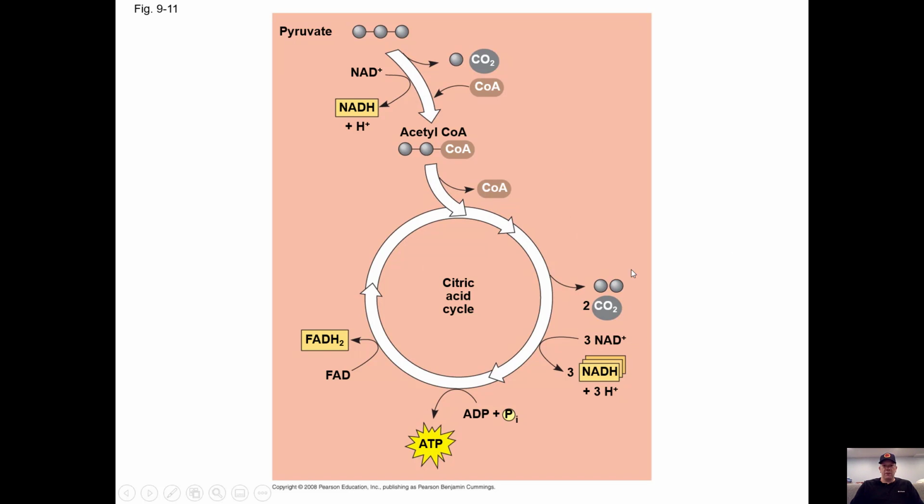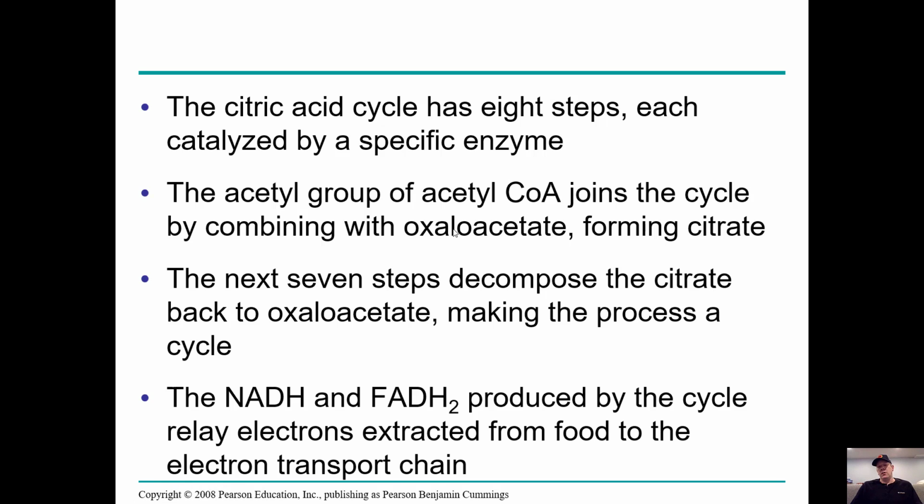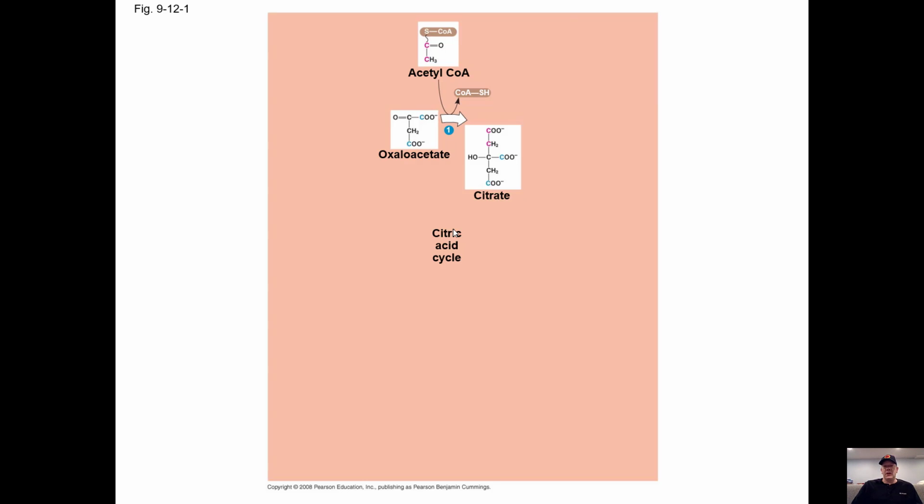Here's another way to look at it pictorially. We take the pyruvate, it gets oxidized, we make carbon dioxide and NADH, then acetyl-CoA goes into the Krebs cycle, and then it gets oxidized at least 4 times. We make 2 more carbon dioxides, and we make a substrate level ATP. I'm just going to go over some major highlights, which is what I'm really interested in more than anything else.